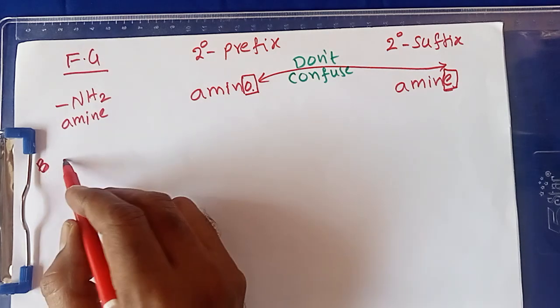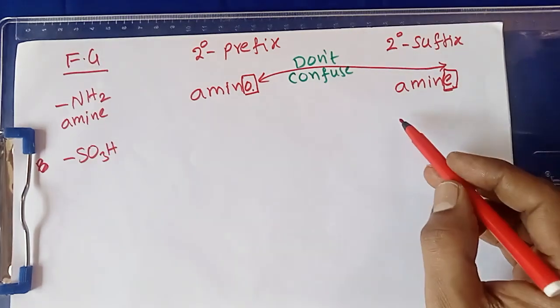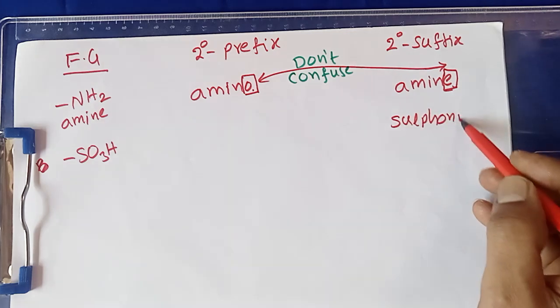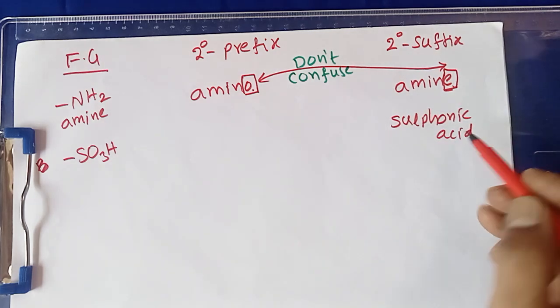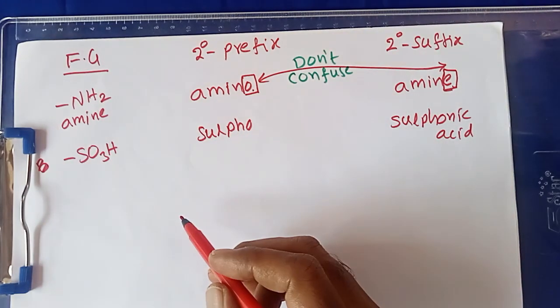Your next special functional group, B type. So before going to B type, SO3H also you can use this. SO3H. Sulfonic acid, as it is the functional group. Sulfonic acid is the secondary suffix. Sulfo is the secondary prefix.